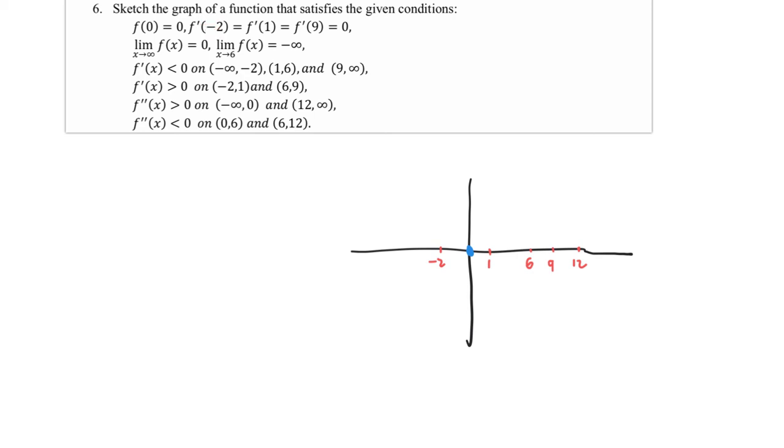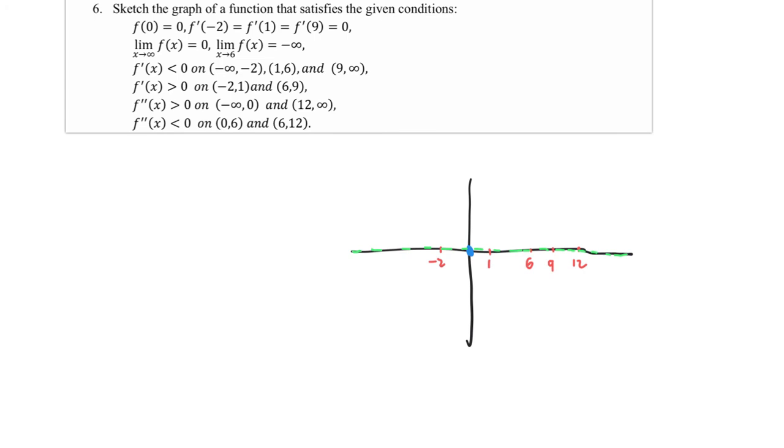It's also the case that the limit of f of x as x approaches infinity is equal to 0. So what that means is as x gets infinitely large to the right, there's a horizontal asymptote at 0. So I'm going to write this green dotted line representing a horizontal asymptote.